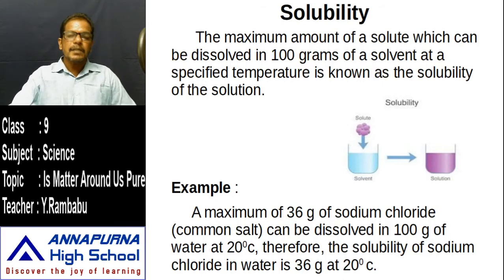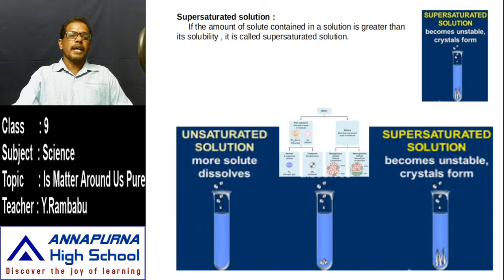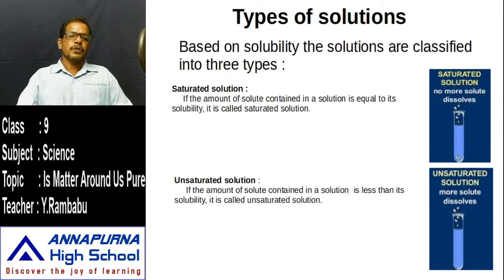Based on this solubility, solutions, which means homogeneous mixtures, are classified into three types. What are they? Saturated solution, unsaturated solution, and supersaturated solution. These are the three types of solutions.